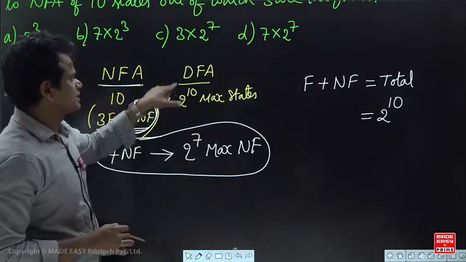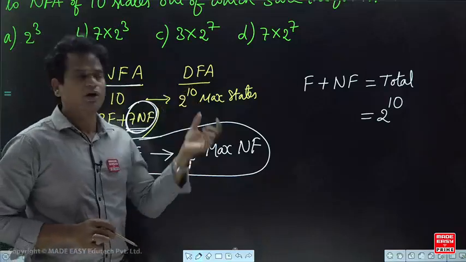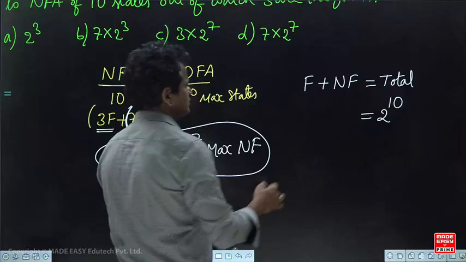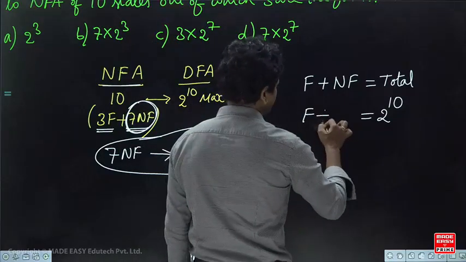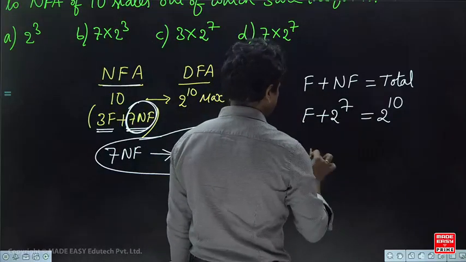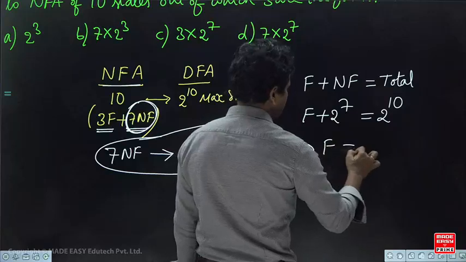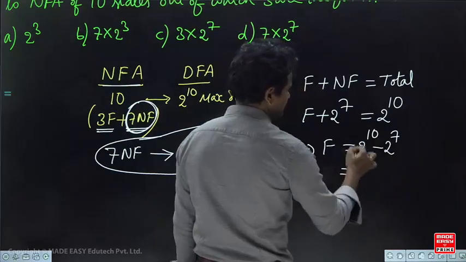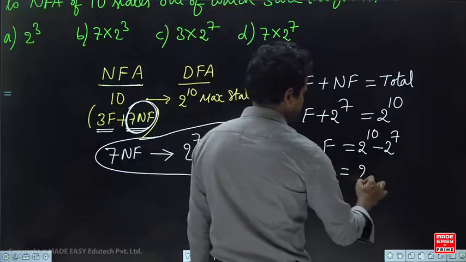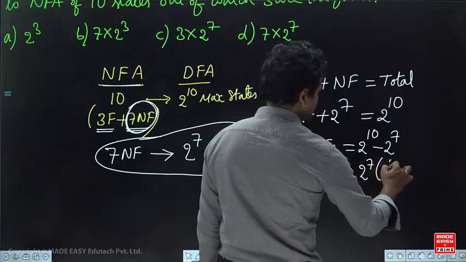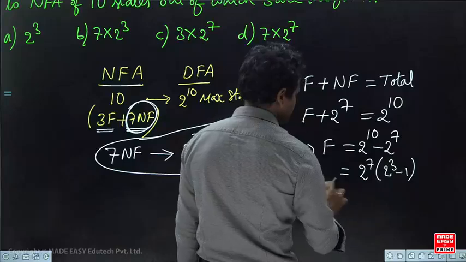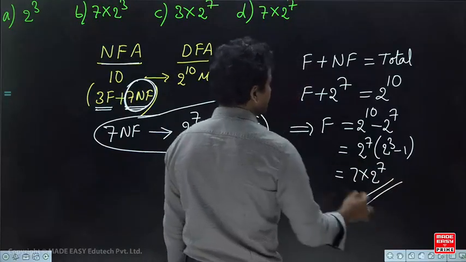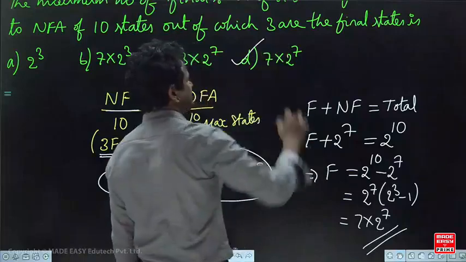So in DFA, total states are how many? 2 power 10. Out of 2 power 10, how many non-final? Non-final are 2 power 7. So final plus non-final 2 power 7 implies final equals 2 power 10 minus 2 power 7. 2 power 10, can I write it as 2 cube into 2 power 7? So take 2 power 7 common: 2 cube minus 1. 2 cube is 8, 8 minus 1 is 7. 7 into 2 power 7. This is the answer. D is the answer.